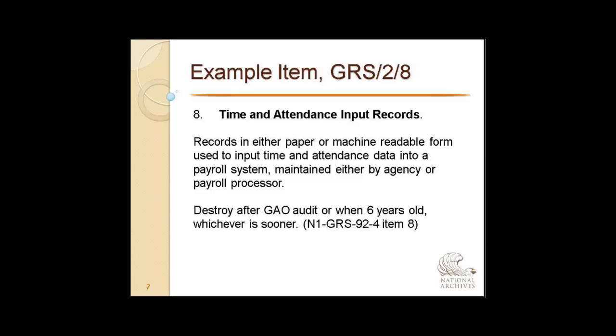The retention period, as you'll see down below, is to destroy after a GAO audit or when 6 years old, whichever is sooner. So if the records are audited by GAO and it's less than 6 years, that's fine. The records can be destroyed. If GAO does not audit your records, but they are now 6 years old, they're not going to audit them after 6 years, then they could be thrown out. So this is a retention period that has a contingency.